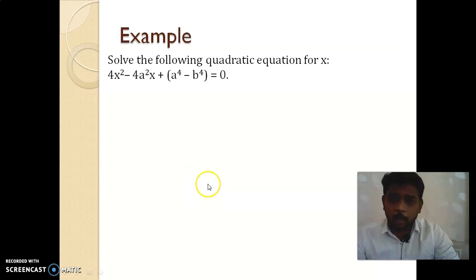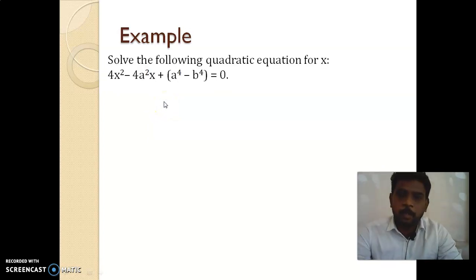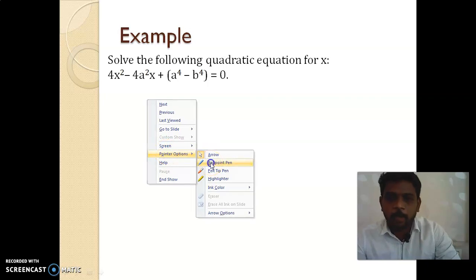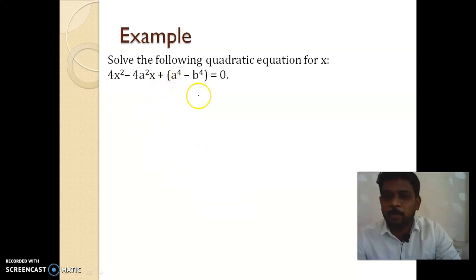Let us continue the slides now. Look at the next example. Solve the following quadratic equation for x. Here also some letter coefficients, alphabet coefficients, will be there. So we can apply the formula as usual to find the roots. They are asking to find the roots only.